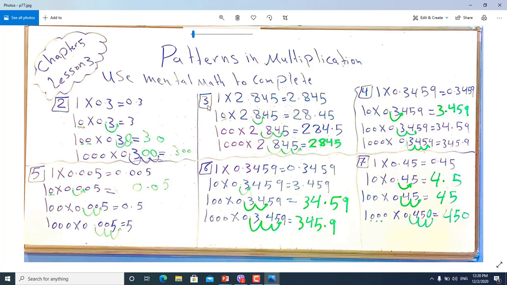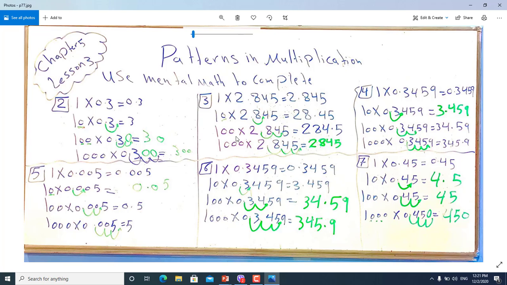And from number 3 we have 1 times 2.845. It's 2.845. If you have 10 times 2.845, that means we move this point one place. It takes place between 8 and 4, so we get 28.45.